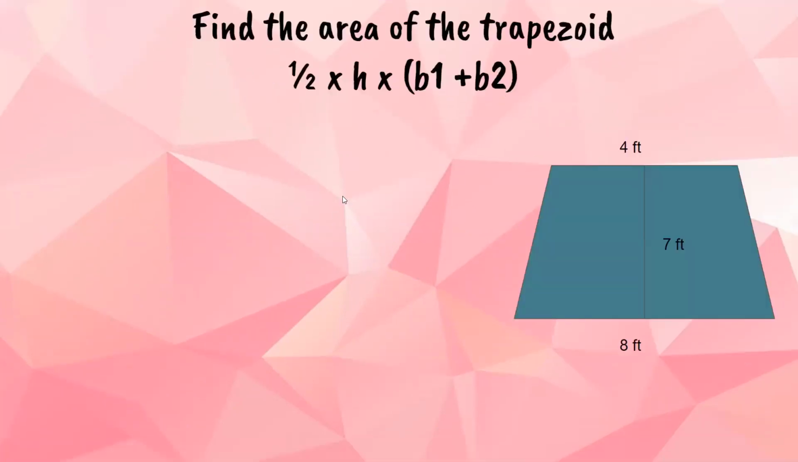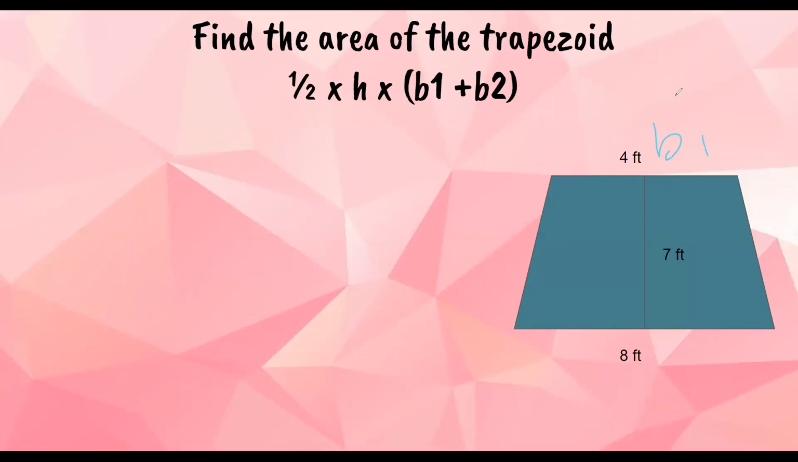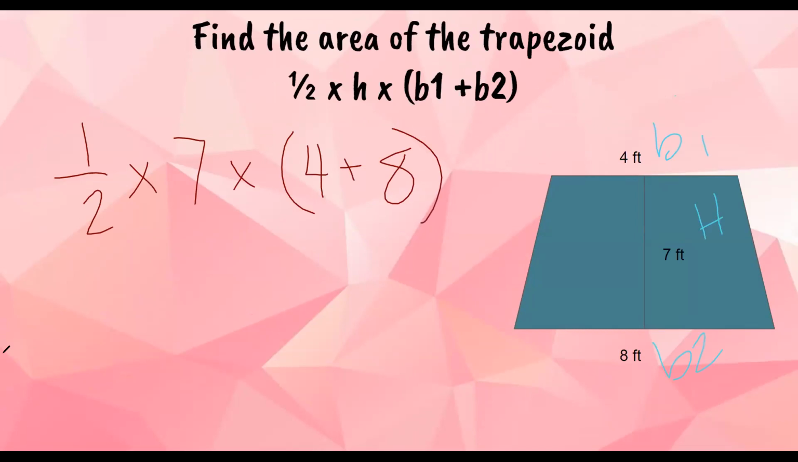So looking at just one more example, so I have 1/2 times height times base 1 plus base 2. So what I like to start with is just labeling. So this is base 1, base 2, and then my height. So I'm going to go ahead and fill in my equation. So my 1/2 stays the same. My height is 7. And then I have times base 1 plus base 2. So base 1 is 4 and base 2 is 8. Okay. So I'm going to go ahead and start working my way through. 8 plus 4 is 12 times 7 times 1/2.